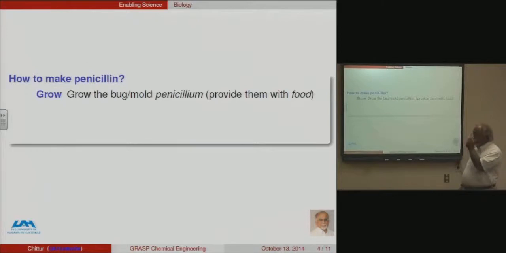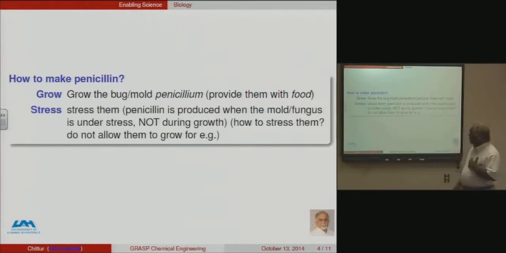Okay, so how do you make penicillin? Not the accidental discovery that Fleming had. How do you actually make it? Well, we identify the bug, the mold, and grow them in large quantities, right? How do you grow them? You have to grow them by providing them the food. So we need to figure out what type of food these bugs actually need. So we had to figure that out. Then supply them with the food so they will actually grow.